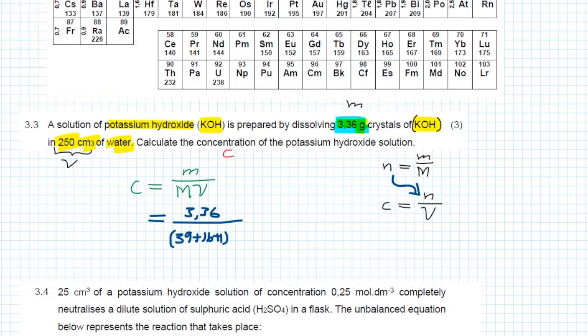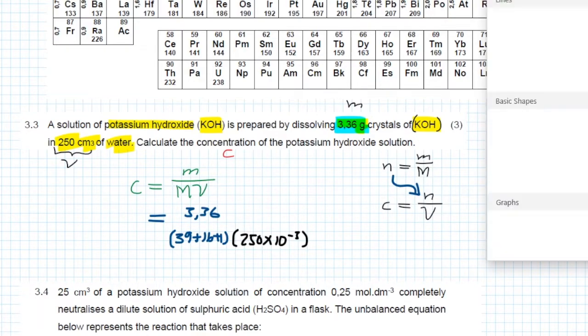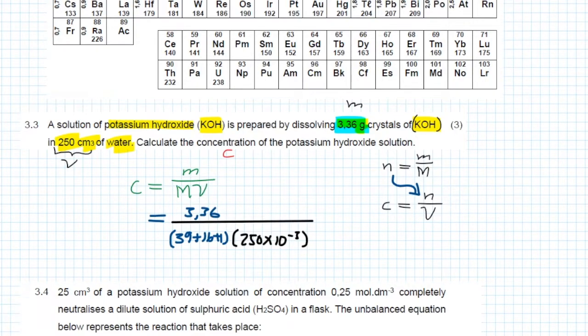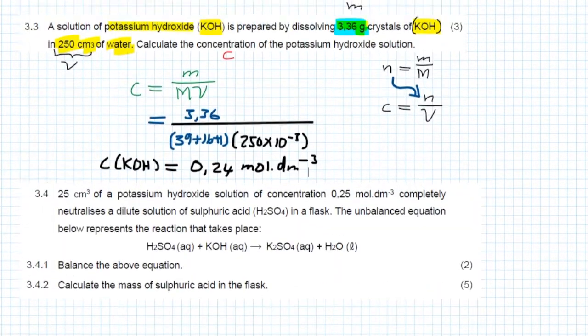of the water, the solvent. We substitute volume in decimeters cubed, so that's going to be 250 divided by 1000 or times 10 to the negative 3. So we're going to take all of this and plug it into our calculators, and in the end we find out that the concentration of the potassium hydroxide solution is given as 0,24 mole per decimeter cubed. And make sure that you have the correct SI unit here, or otherwise you're not going to get your marks.